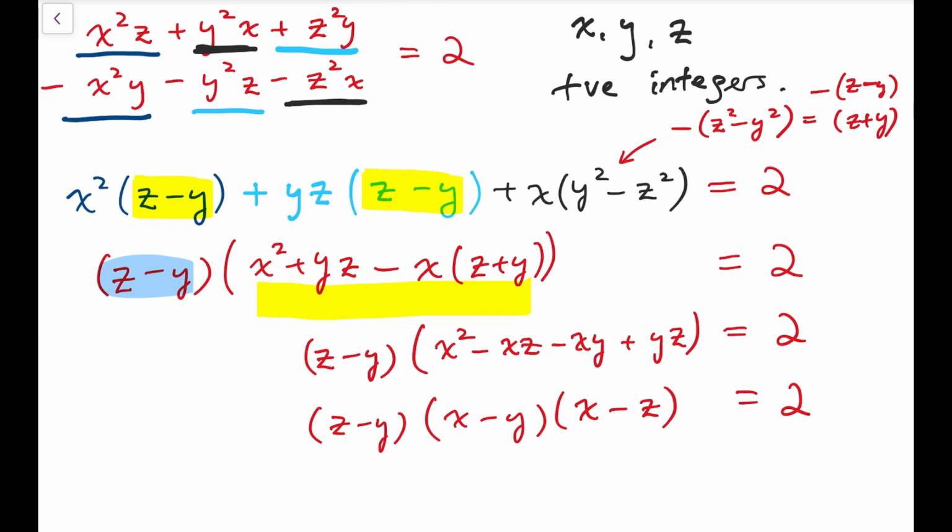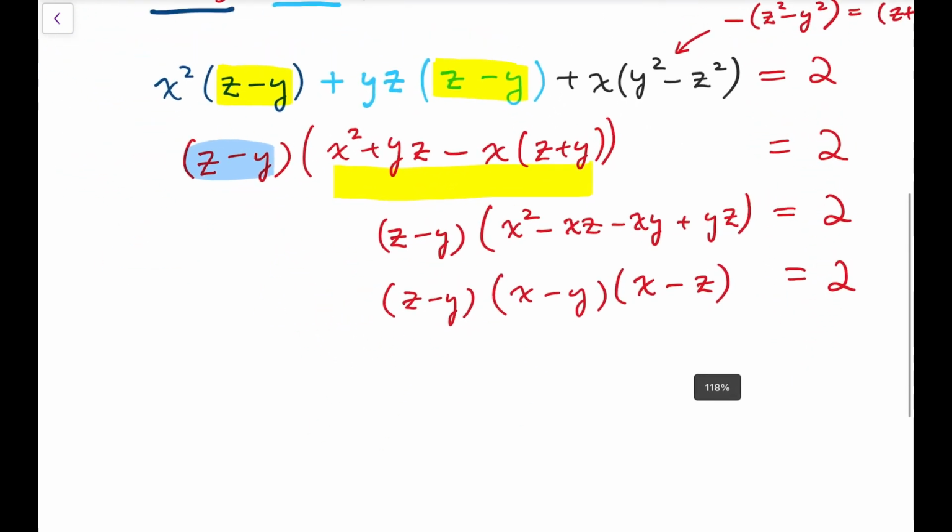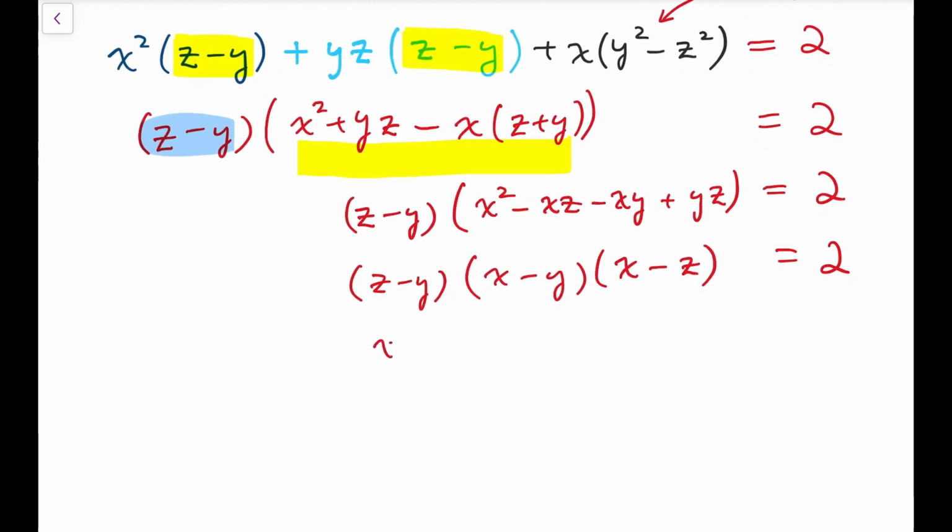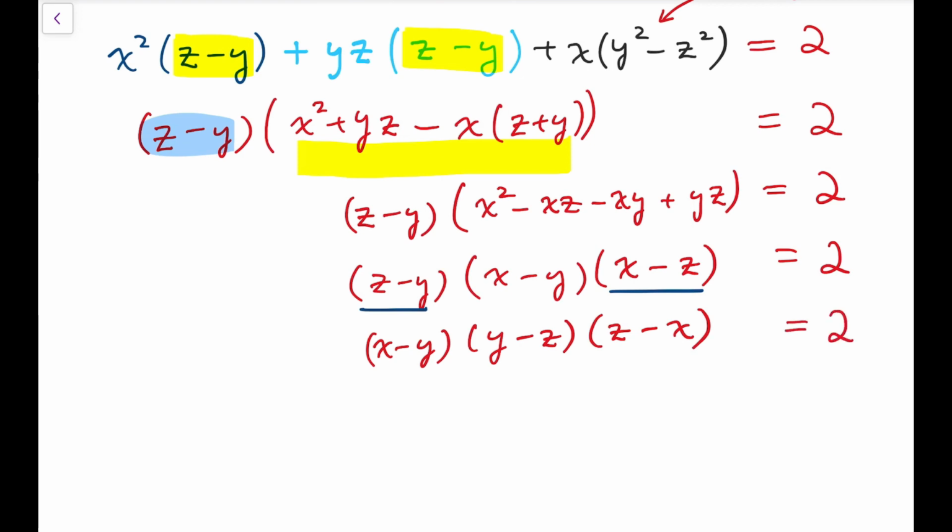Now that's really beautiful because I've managed to factorize an expression of degree 3 into the product of 3 linear terms. And what's more is that I can even rewrite the product as x minus y times y minus z times z minus x by multiplying these two terms by -1. And so the value of the left-hand side remains unchanged. It's still equal to 2.